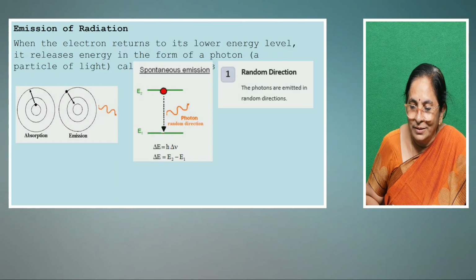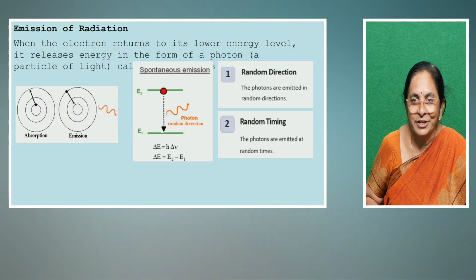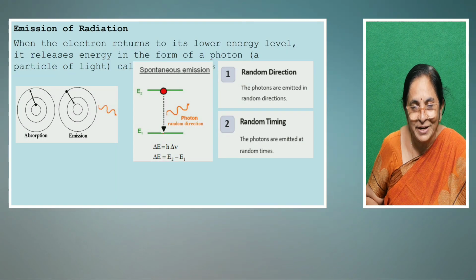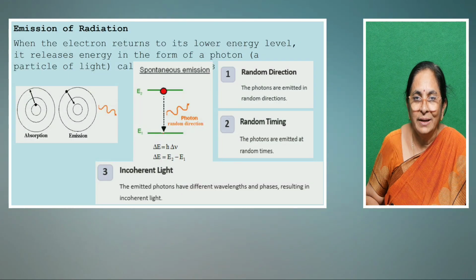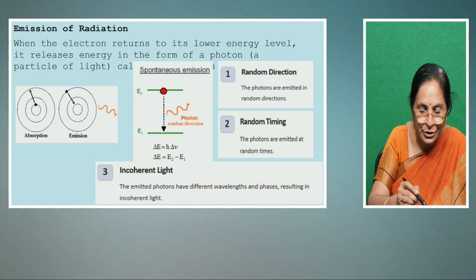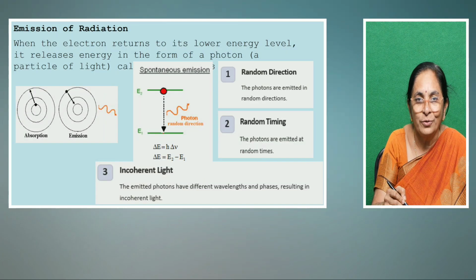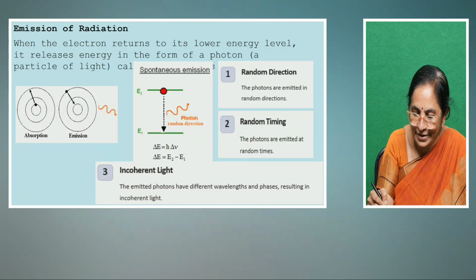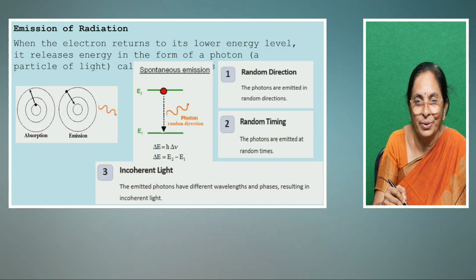So the photons are emitted in random directions and at random timings. So the rays will be incoherent. Emitted photons will have different wavelengths and phases, resulting in incoherent light. So you will ask, what is coherent light? We will study it slowly.